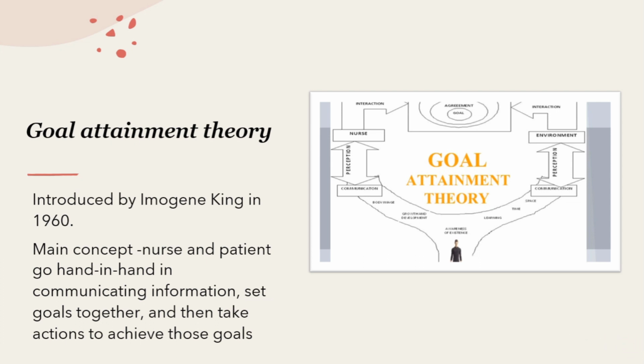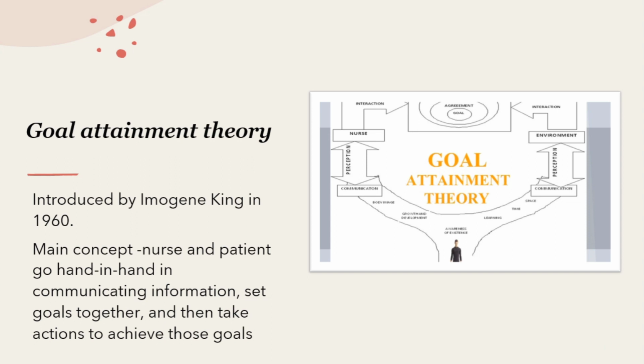Today we will discuss the goal attainment theory given by Imogene King. This theory was first introduced in 1960. The main concept of the theory is that nurse and patient go hand in hand in communicating information, set goals together and then take actions to achieve those goals.